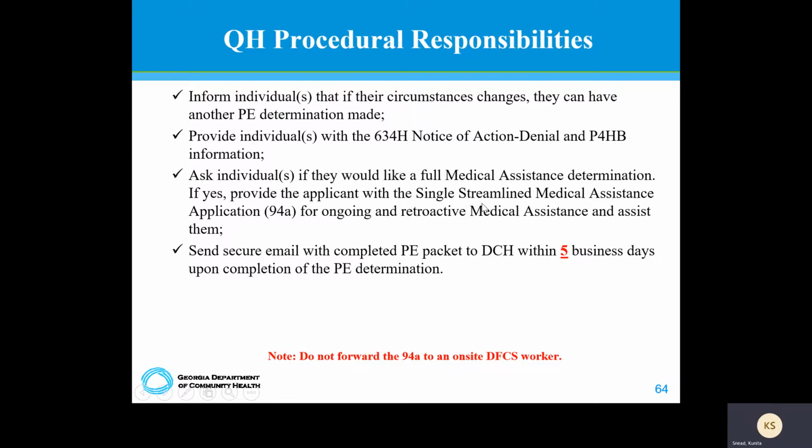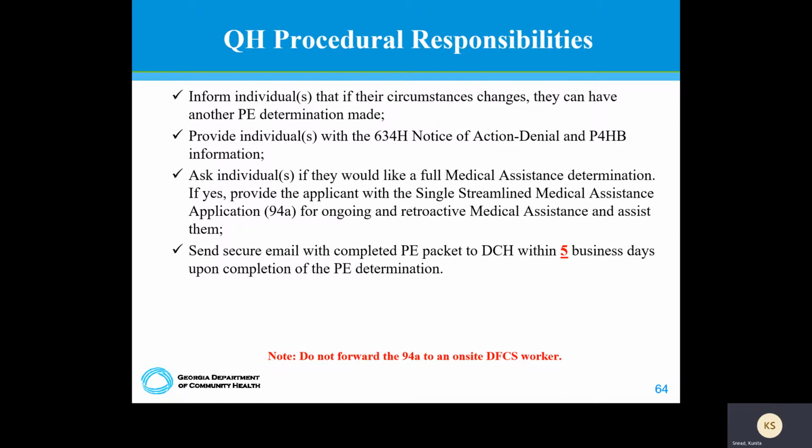These individuals still are able to apply for full Medicaid, so you're still going to give them the opportunity to apply for full Medicaid. And I want to say, just because an individual was approved for presumptive does not mean that they're going to be approved for full Medicaid. That's a DFACS determination. You all are going to do the presumptive determination. DFACS will do the full determination.